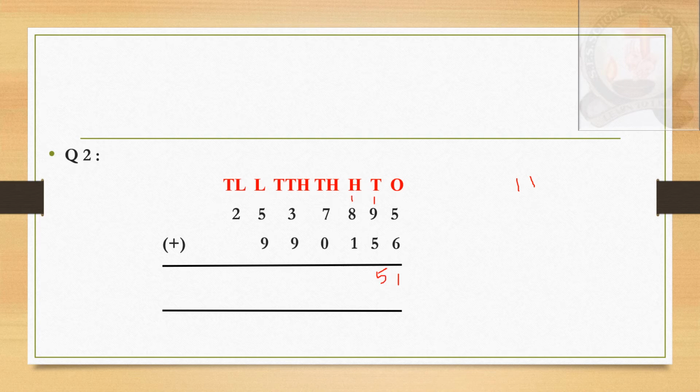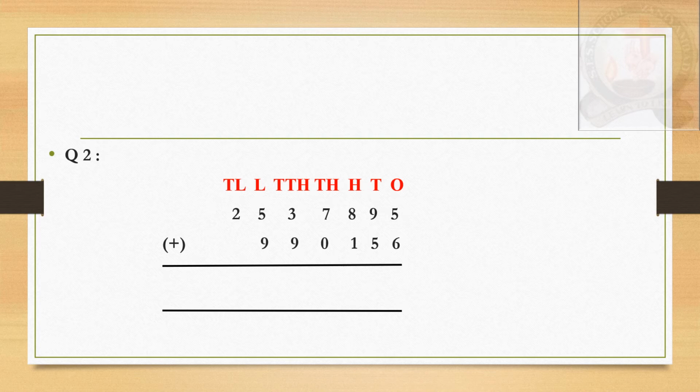1 plus 8 is 9. 9 plus 1 is 10. For 10, write 0, 1 carried to the next digit. 1 plus 7 is 8. Okay, then 3 plus 9 is 12. For 12, write 2, 1 carry to the next digit. 1 plus 5 is 6. 6 plus 5 is 11. For 15, write 5 and 1 carry to the next digit. 1 plus 2 is 3. So 35 lakh 28,051 is the answer, children.